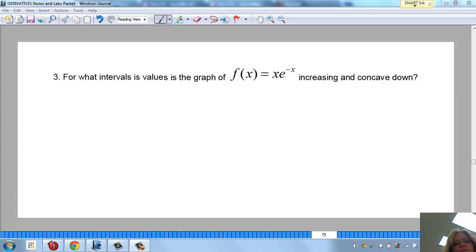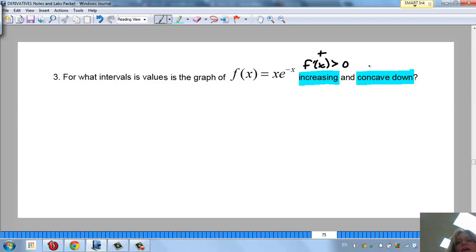For what intervals are the values of this graph increasing and concave down? So let's look at increasing and concave down. We know if it's increasing that your first derivative is greater than 0, because my slopes are positive. If it's concave down, my second derivative, which is for concavity, is less than 0, or it's negative. So we're going to have to do derivatives to answer this question.